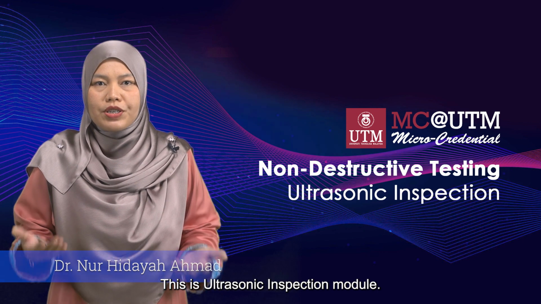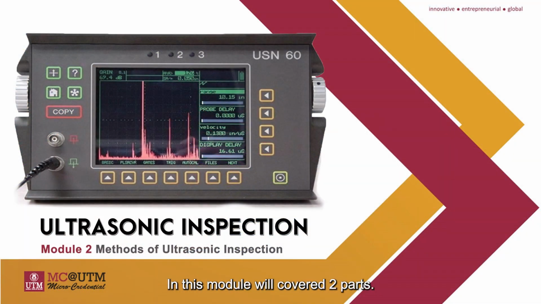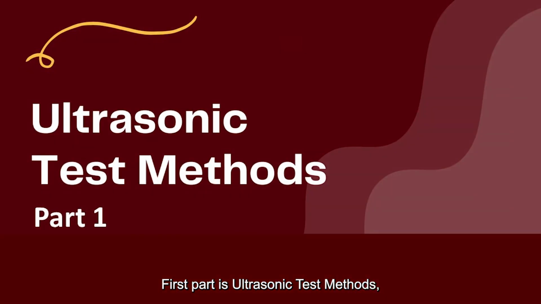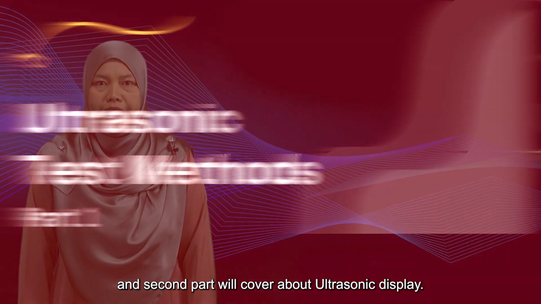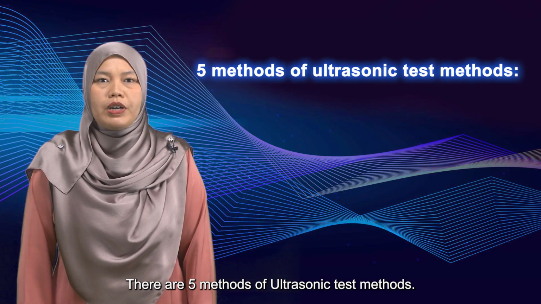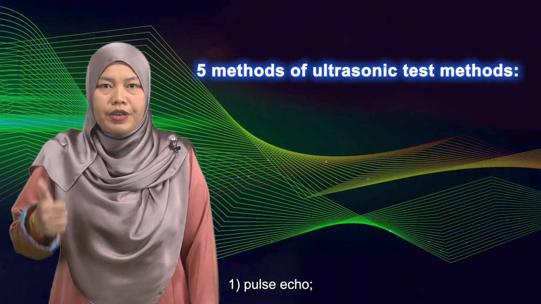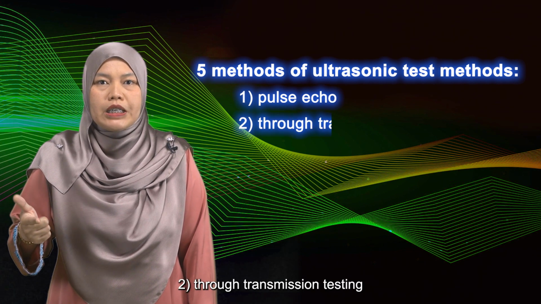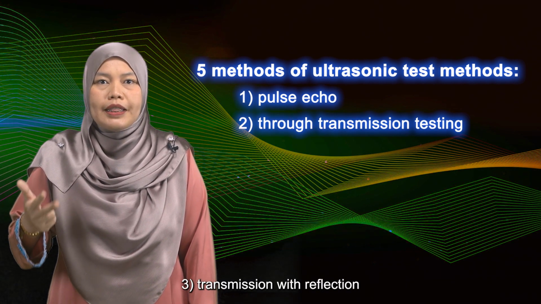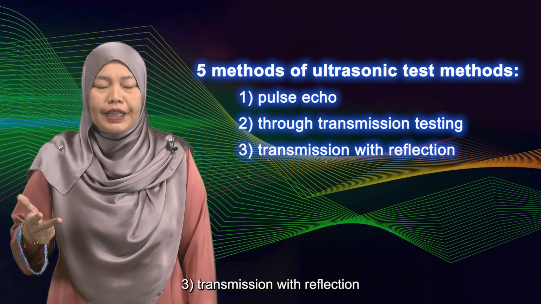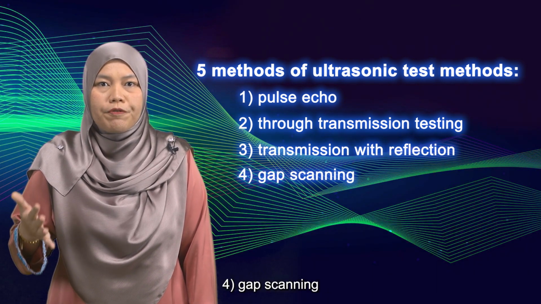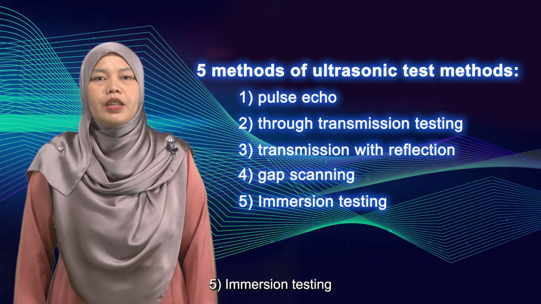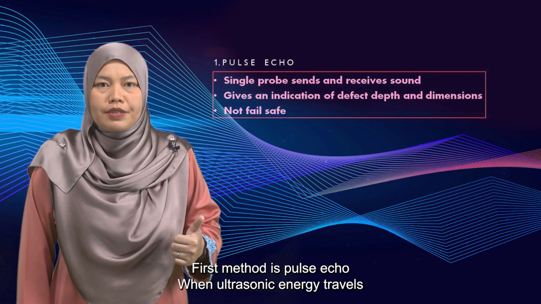This is Ultrasonic Inspection module. In this module, we'll cover two parts. First part is ultrasonic test methods, and second part will cover ultrasonic display. There are 5 methods of ultrasonic test methods. First, pulse echo. Second, through transmission testing. Third, transmission with reflection. Fourth, gap scanning. Fifth, immersion testing. First method is pulse echo.